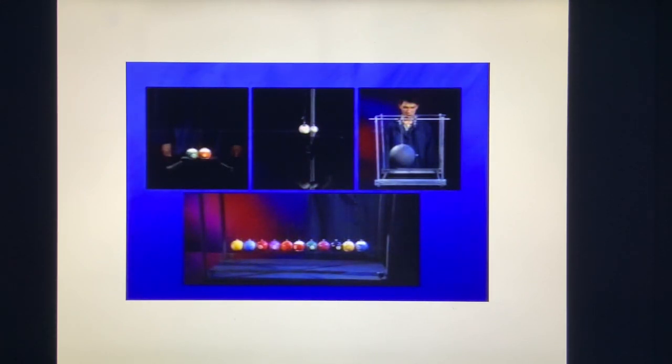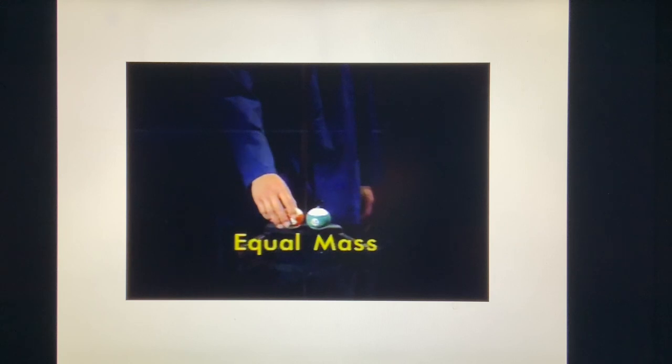These sets of pendulum balls will be used to demonstrate collisions between various masses. Here is a pair of equal mass balls. When we collide one ball with the other, the two balls trade velocities. The incoming ball stops, and the stationary ball flies away at the same speed as the incoming ball.